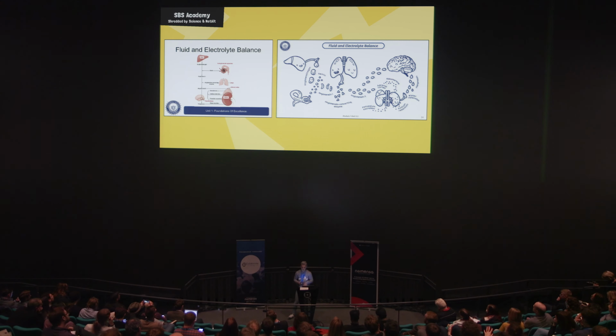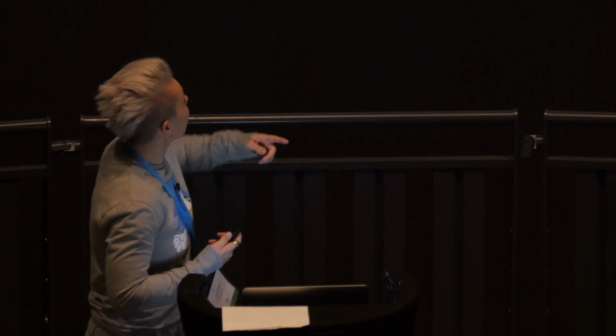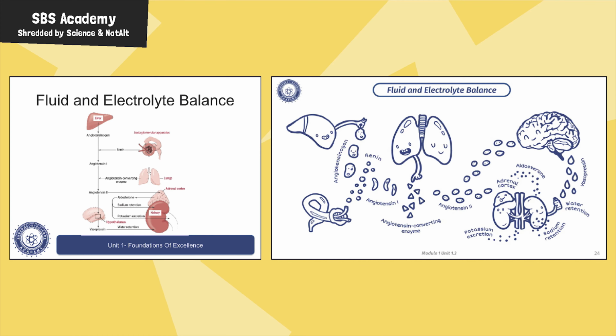So as an example of that, on the left is an original slide from the unit of the Shredded by Science Online Personal Training Academy, and on the right is the same slide after I got my mitts on it. So, fluid and electrolyte balance is not the most thrilling topic, but it is that much easier to process and remember when you imagine that the adrenal cortex, which is there, is this like cute little mushy hat that your kidney wears, and it just makes it easier.